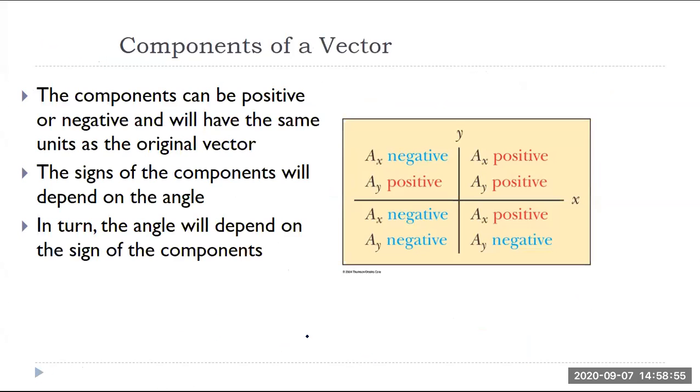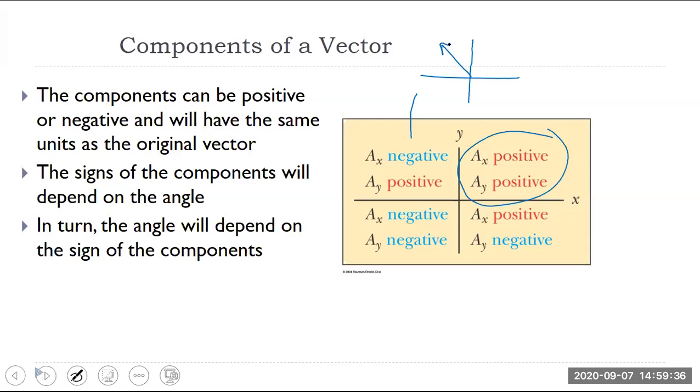So similar to our coordinate positions, the components of the vectors, the x and y components, can also be positive or negative depending on where they fall in our coordinate system. So here's a representation of when they will be positive and when they will be negative. If AX and AY are both positive, that means my vector is in the first quadrant. And if my x component is negative and my y component is positive, it means it's in the second quadrant. So a picture of this one would be a vector that points somewhere like this.